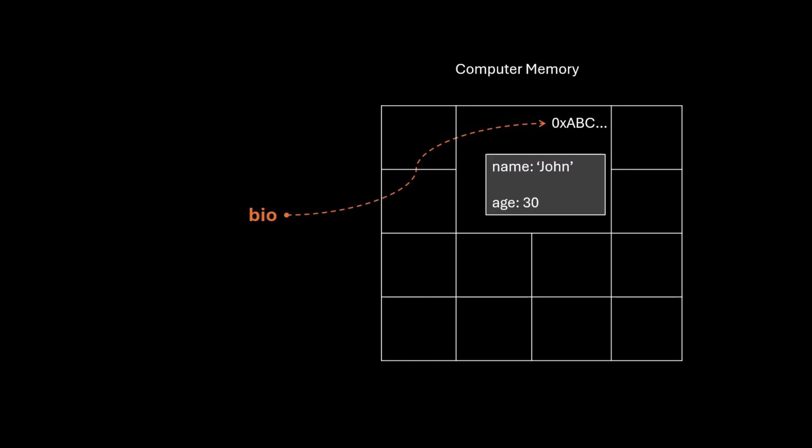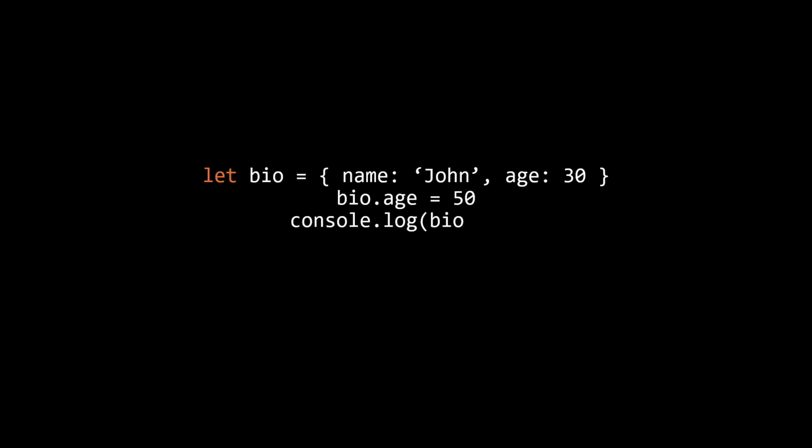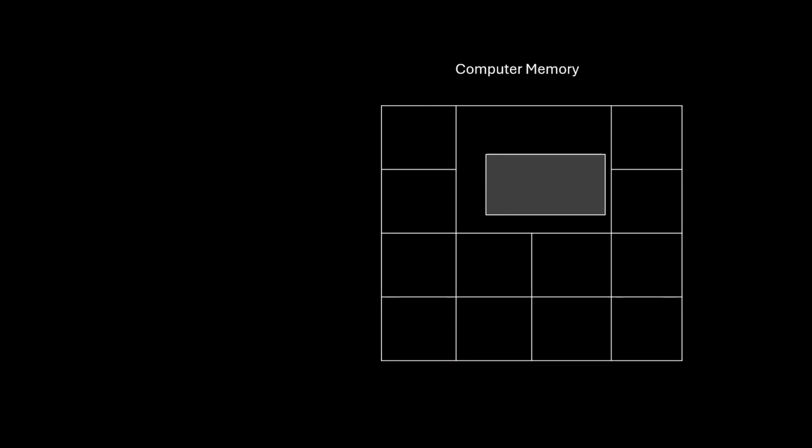When we access the age property using the dot notation or the bracket notation, that's when we are looking into the content of the address. Now consider this mutation example. What will the value of bio.age be? As expected, 50. Although this looks quite similar to how we reassign primitives, internally it works differently. Let's see how that works.